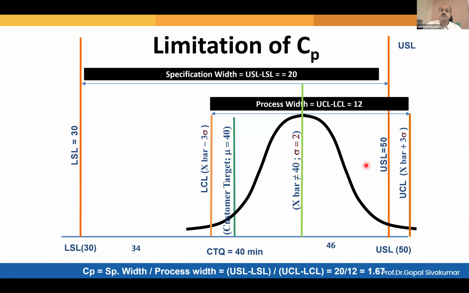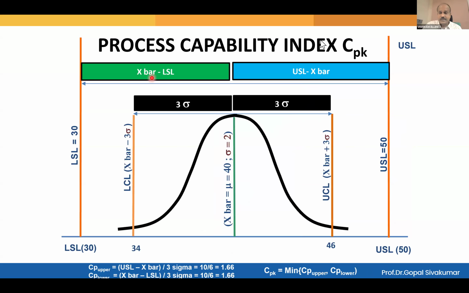So what am I supposed to do? I have to introduce another metric, in addition to CP, to check whether my process got shifted or not. For that, I break the tolerance into two. Customer has given me a full tolerance. So half of the tolerance on the right side. What is half the tolerance on the right side? USL minus X bar. Can you see the blue color portion? Yes, sir. The other half of the tolerance on the left side is X bar minus LSL.